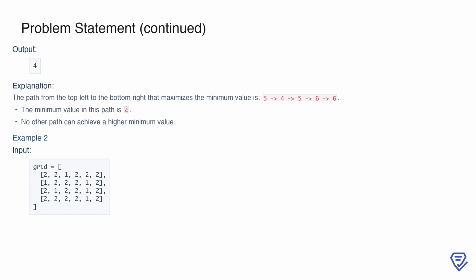For example, consider the grid 5, 4, 5, 1, 2, 6, 7, 4, 6. The output for this input is 4. The reasoning is that the path that maximizes the minimum value starts at 5, moves through 4, then 5, 6, and finally 6. The smallest value along this path is 4, which is the maximum possible minimum value for any path in this grid. No other path can achieve a higher minimum value. This illustrates the essence of the problem, finding a path that balances movement across the grid while keeping the smallest value as high as possible.